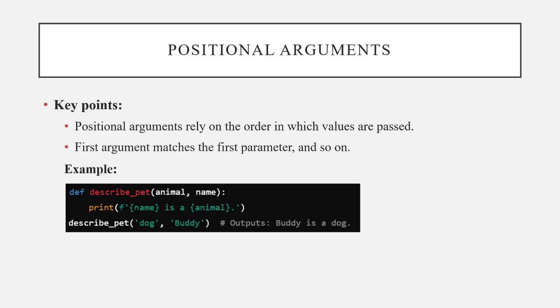For example, look at the given example below. In this case, the first argument is passed to animal and the second to name. But if you switch the order, the output will change, which looks in this way. So, positional arguments rely on the order in which you pass the values.